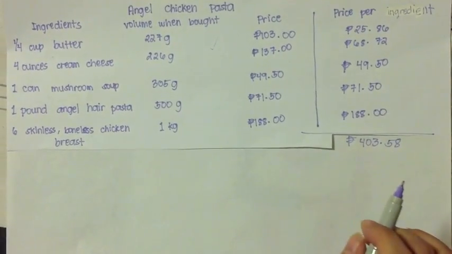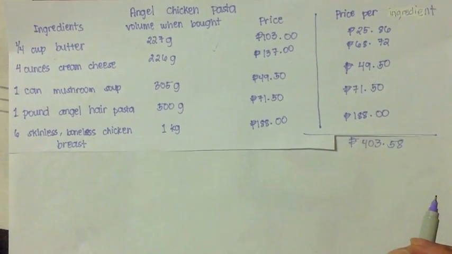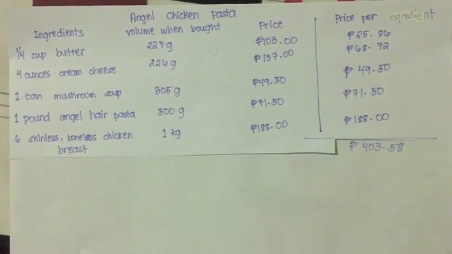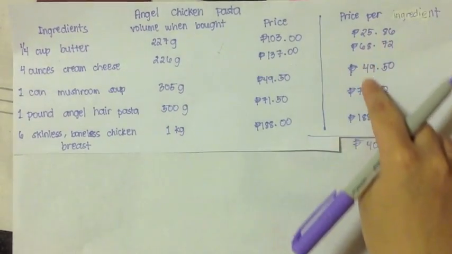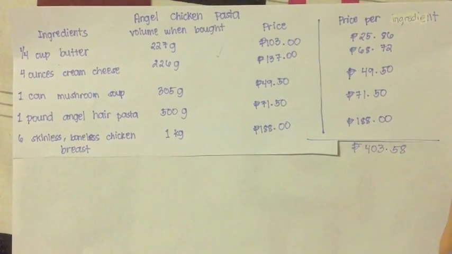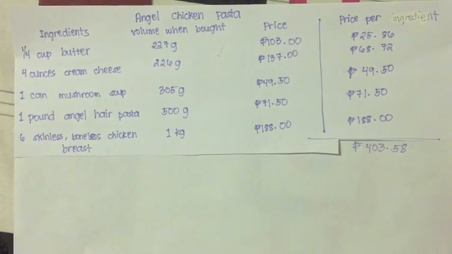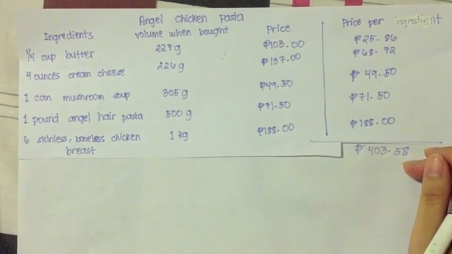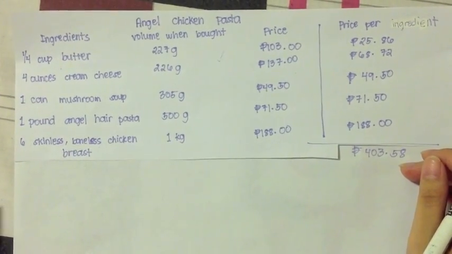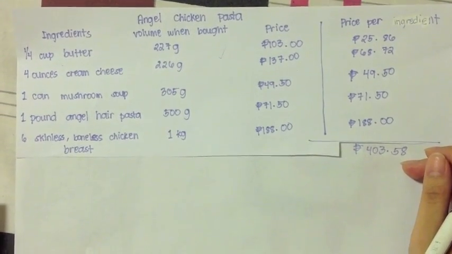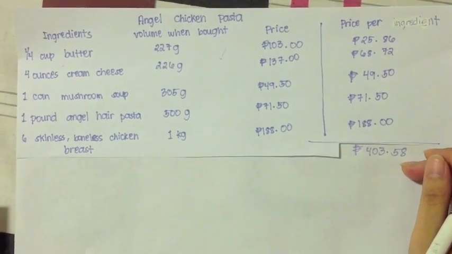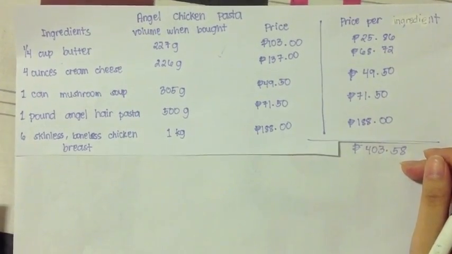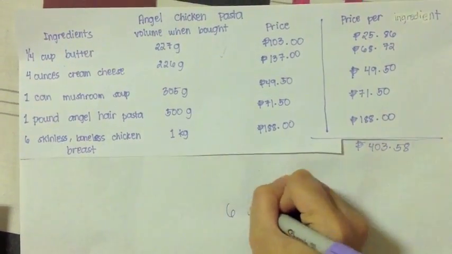This is the finished table with computed amounts per ingredient. To be able to know the price per serving, we have to add everything here in the price per ingredient. In this case, we ended up with a total amount of 403.58 pesos. But this is not yet the final amount per serving. We still need to divide it by how many servings this recipe can make. In our recipe, this can make up to 6 servings.